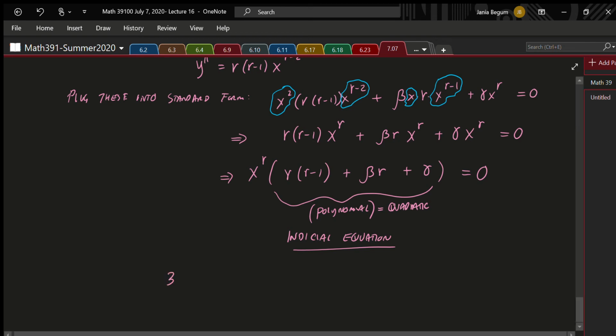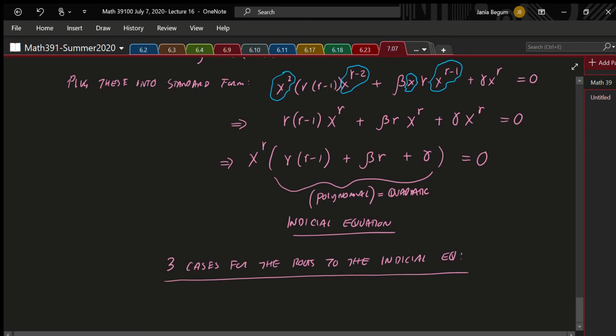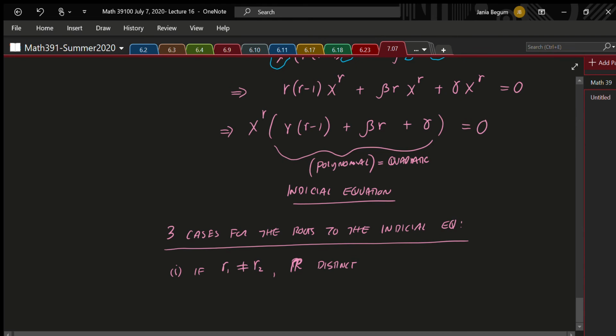So, 3 cases for the roots to the indicial equation. The first case is nice. Well, they're all nice. If r1 is not equal to r2, that means it's real distinct. Okay, so if that happens, how would the solution look?